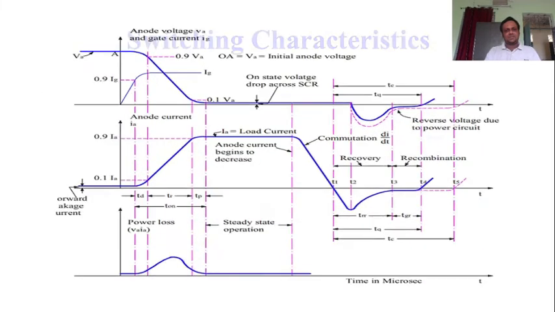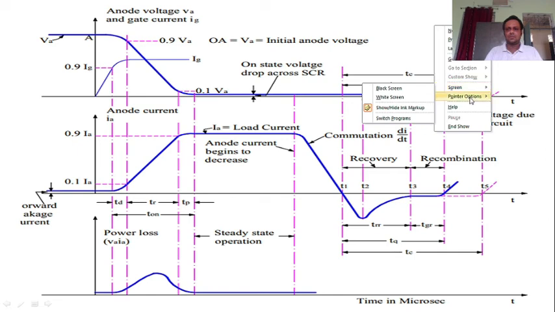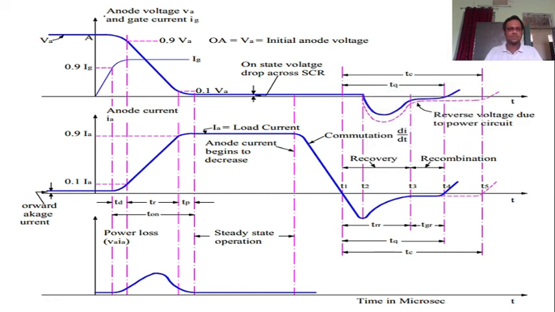Switching characteristics. Switching characteristics show the behavior of different parameters against time. By switching characteristics, we can plot the different parameters against time. Here we are plotting the anode voltage, anode current, and gate current.